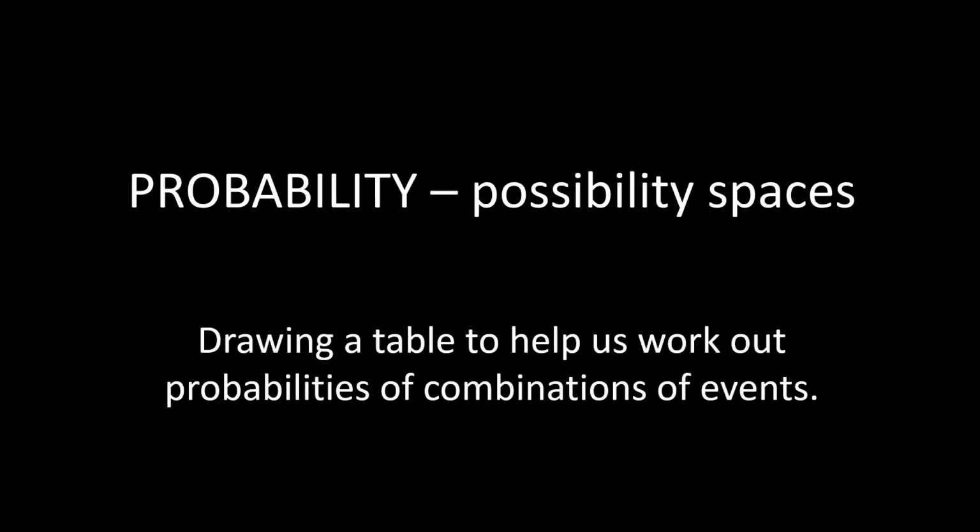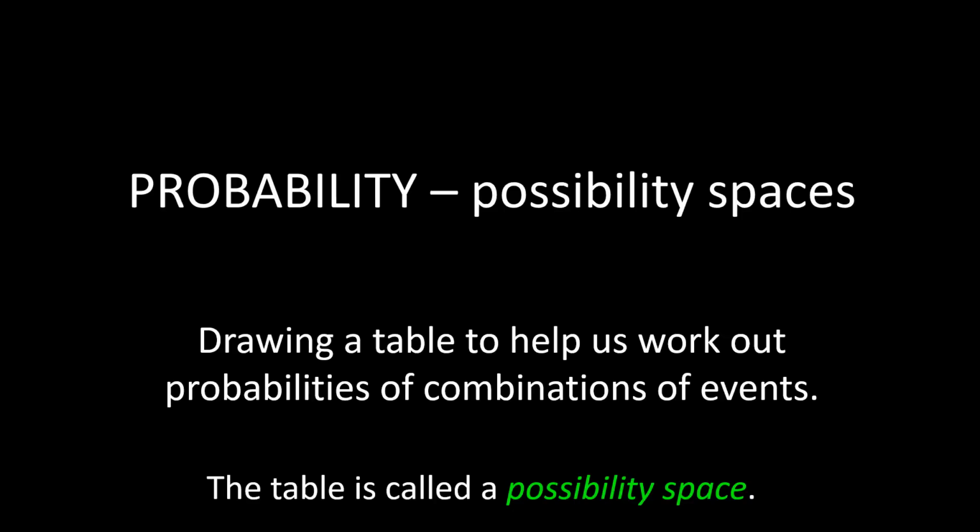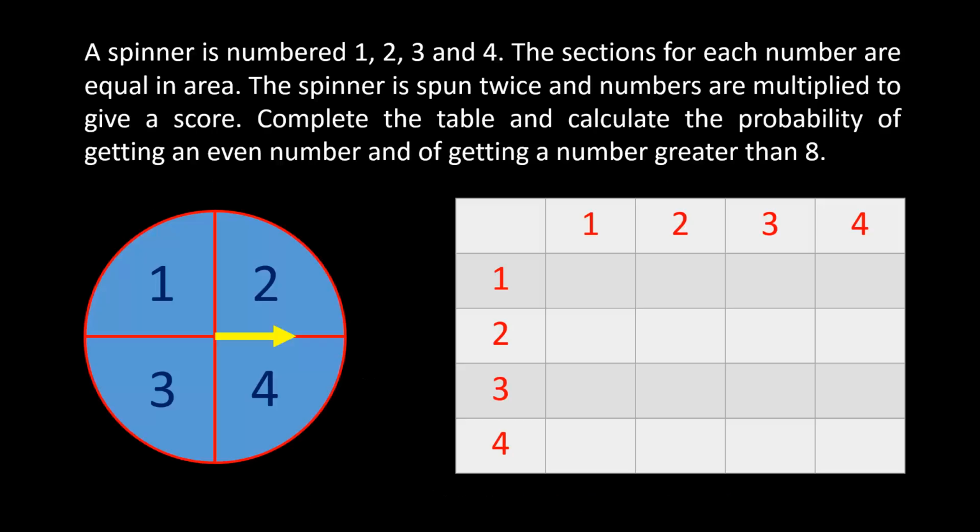Hello and welcome to the sixth probability video, and we're going to look now at possibility spaces. This involves drawing a table to help us work out probabilities of combinations of events, and that table is called a possibility space. It's not a particularly helpful title, but we'll just think of it as perhaps a table.